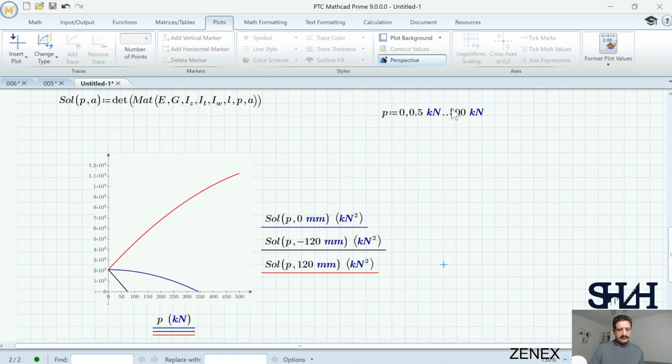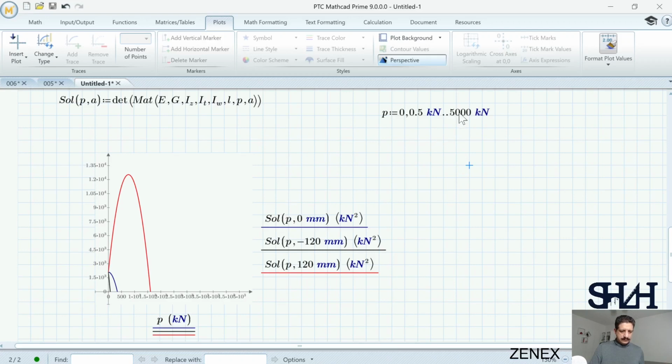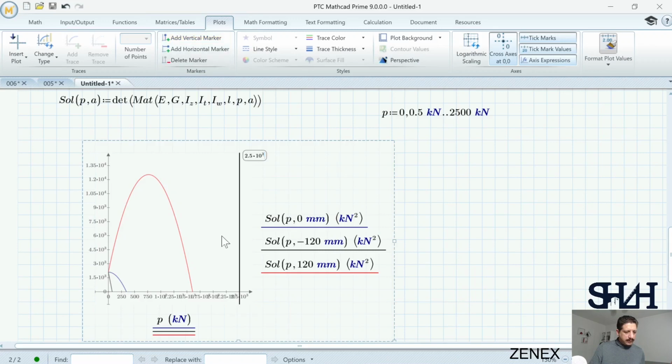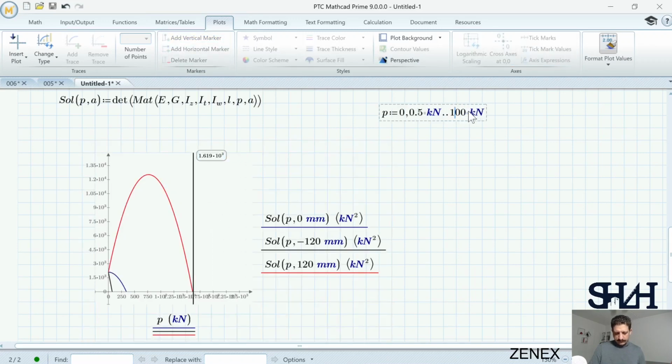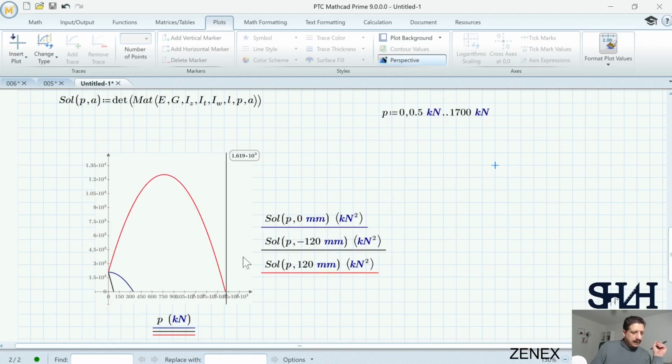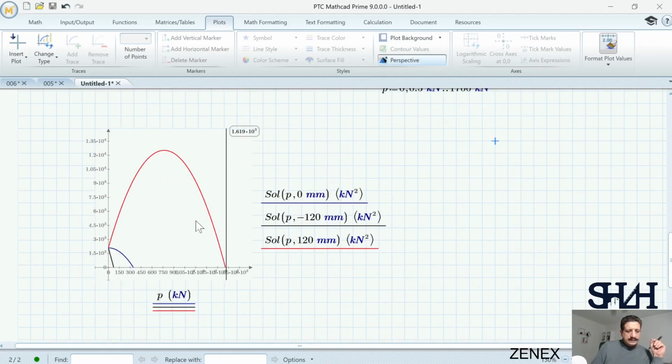we can see that 5,000, right, 2,500. This vertical marker shows where it's 0, so 1,700. So we can see that when we put the load lower than the center of the cross section, it starts to stabilize it.